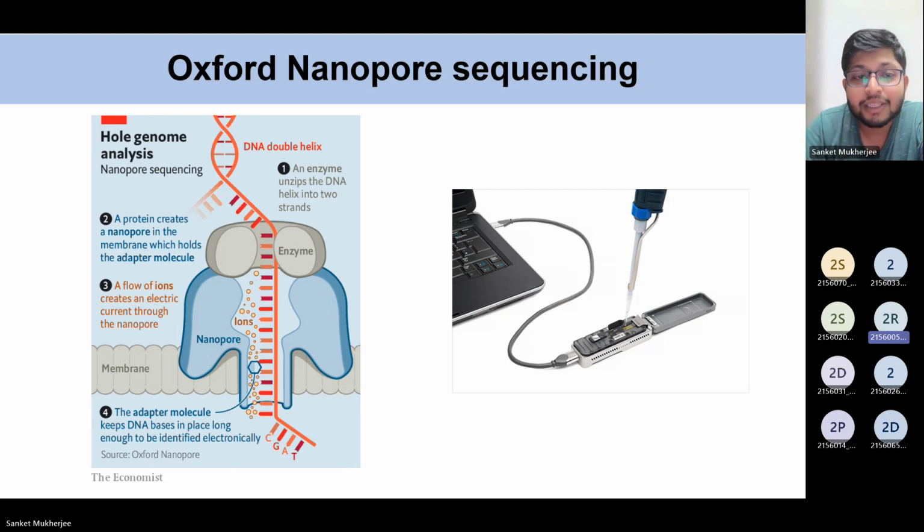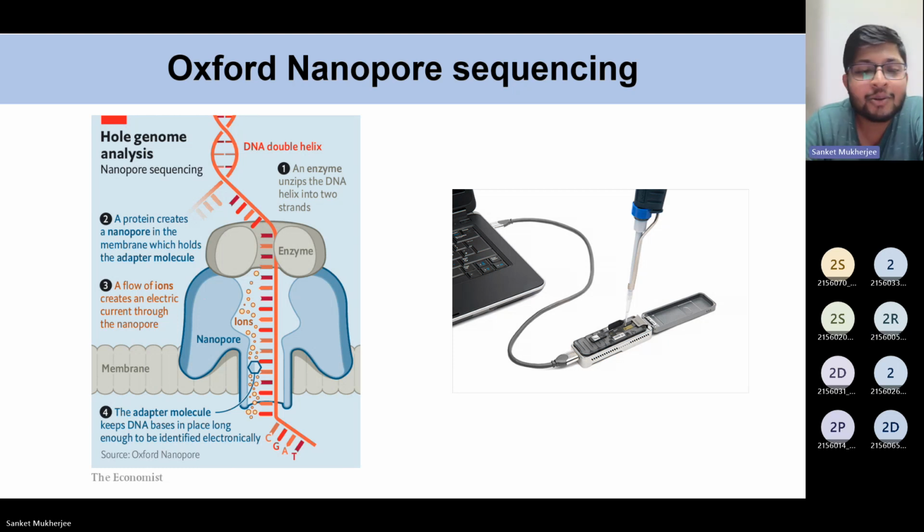But how is it ensuring this? I mean, the adapter is also a DNA molecule, right? In this case, it's not. Here the adapter molecule is this protein. Sometimes these kinds of definitions change. What protein it contains is why they are charging so much money.